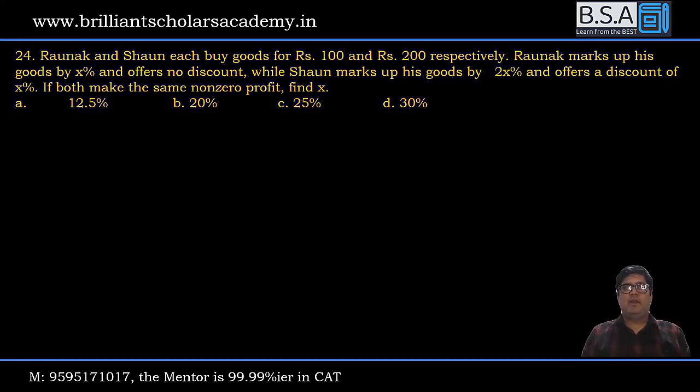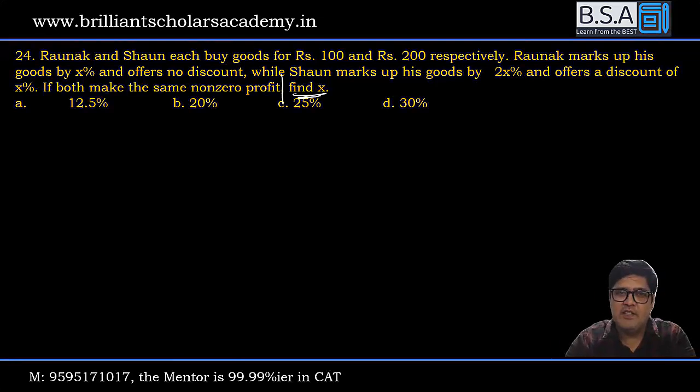Give it a shot. Ronak and Sean each buy goods for rupees 100 and 200 respectively. Ronak marks up the goods by x percentage, offers no discount. Sean marks up the goods by 2x and offers a discount of x. Both make the same non-zero profit. Find x.